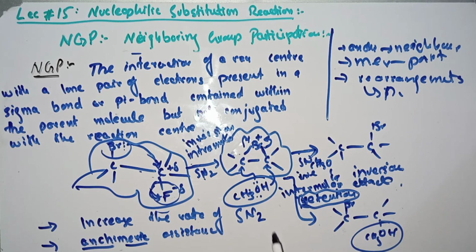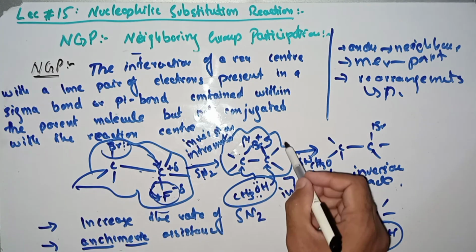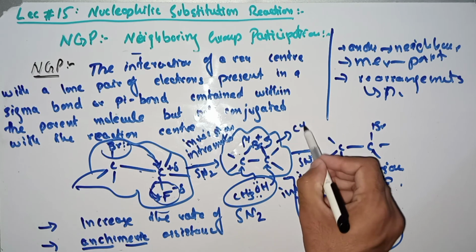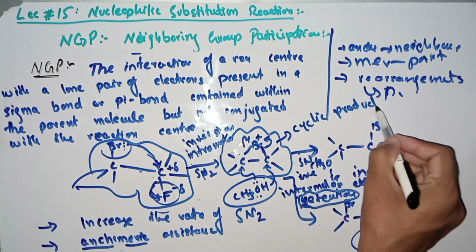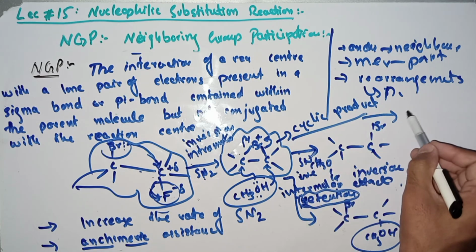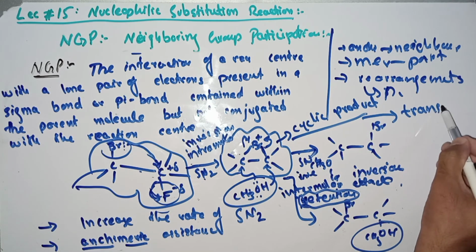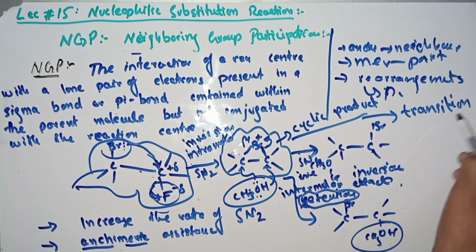Here is one point you should remember: the product of the first step will always be the cyclic product, while the cyclic product is also the transition state of the reaction.